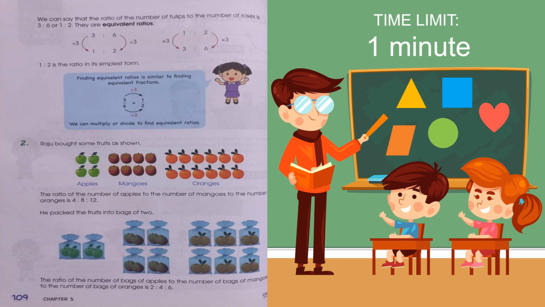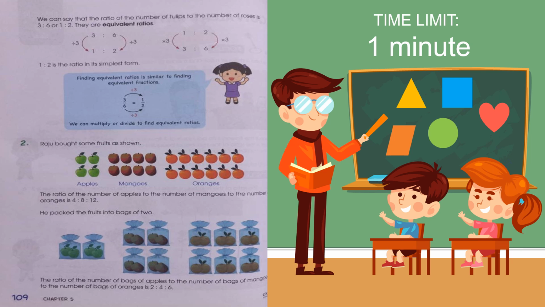You can observe that we have divided the 3 and 6 by the common factor, which is 3, and it results in 1:2. Or if you multiply 1 and 2 by 3, you get the same result, which is 3:6. So 1:2 is the ratio in its simplest form. Finding equivalent ratios is similar to finding equivalent fractions. We can multiply or divide to find equivalent ratios.